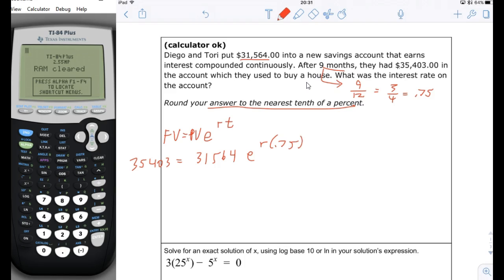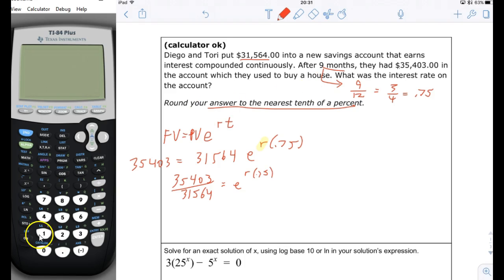Okay. And then we're basically going to do algebra until we isolate the R. When you do that, you're going to get to the point where we need to use logs. Okay, but let's start with the easy part. First, we need to get rid of 31,564. We're going to divide both sides by 31,564. And so on the left side, we're going to end up with 35,403 divided by 31,564. And that is equal to e to the r times 0.75.